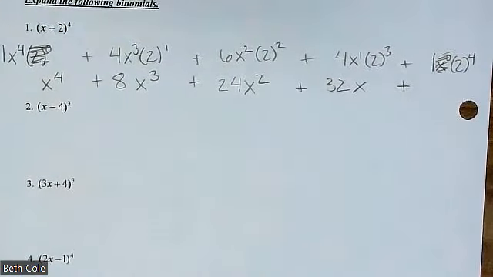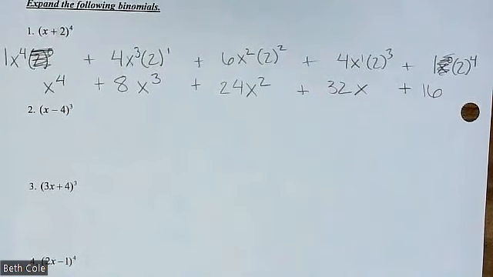Now 2 to the 4th, it's 2 times 2 times 2 times 2. Think before answering. Count on your fingers. It is 16. Very good. That's the answer. It's only ever 2 steps.